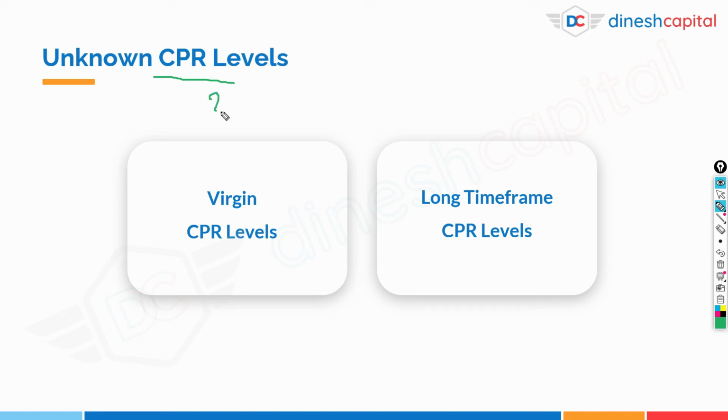So what are those levels? When it comes to CPR, there are two important levels. One is virgin CPR levels and the other one is long time frame CPR levels, or multi-time frame CPR levels. There are other important demand and supply zones, but since this is just about central pivot range, we will look only at these two levels.